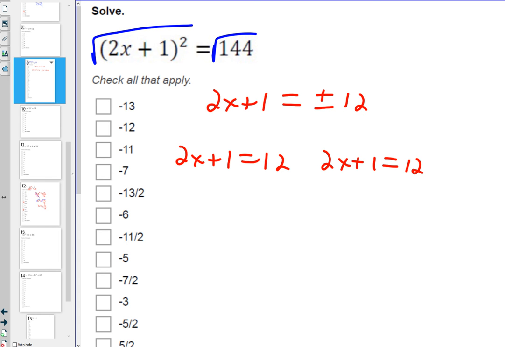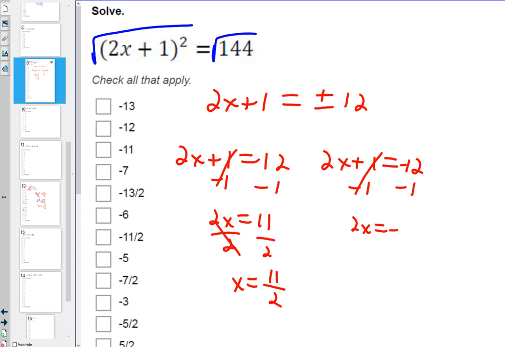2x plus 1 could either equal 12 or negative 12. Minus 1, 2x is 11, divided by 2, x can be 11 over 2. Minus 1, 2x is equal to negative 13, divided by 2 on both sides. So negative 13 over 2.